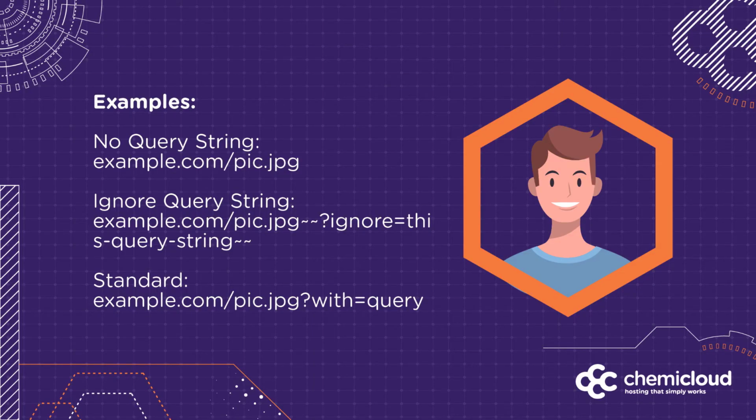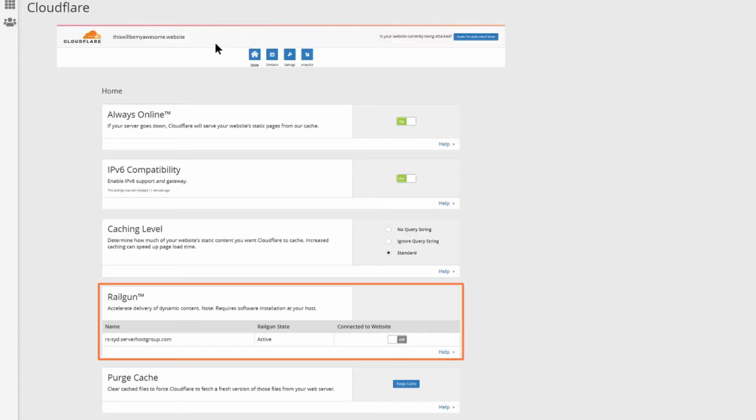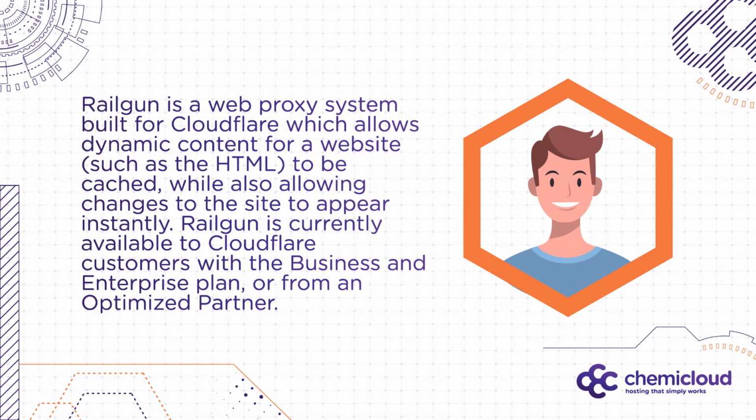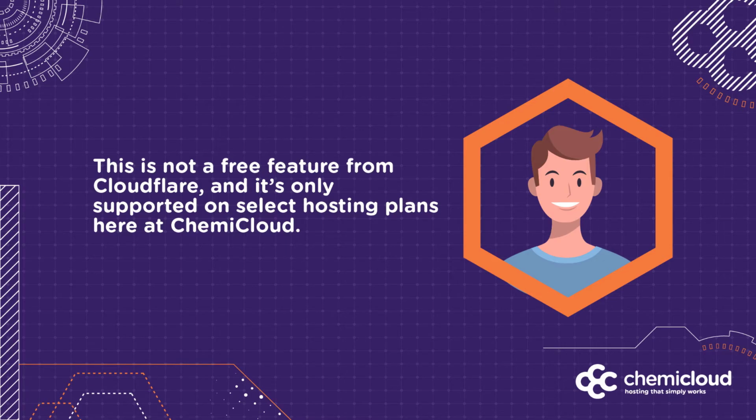On the screen right now are some examples of query strings for each of the different types of query strings supported by Cloudflare. At the bottom, you also have the option to enable or disable Cloudflare Railgun. Railgun is a web proxy system built for Cloudflare, which allows dynamic content for a website, such as the HTML, to be cached, while also allowing changes to the site to appear instantly. Railgun is currently available to Cloudflare customers with the business and enterprise plan or from an optimized partner. This is not a free feature from Cloudflare, and at ChemiCloud, it's only supported on select hosting plans.